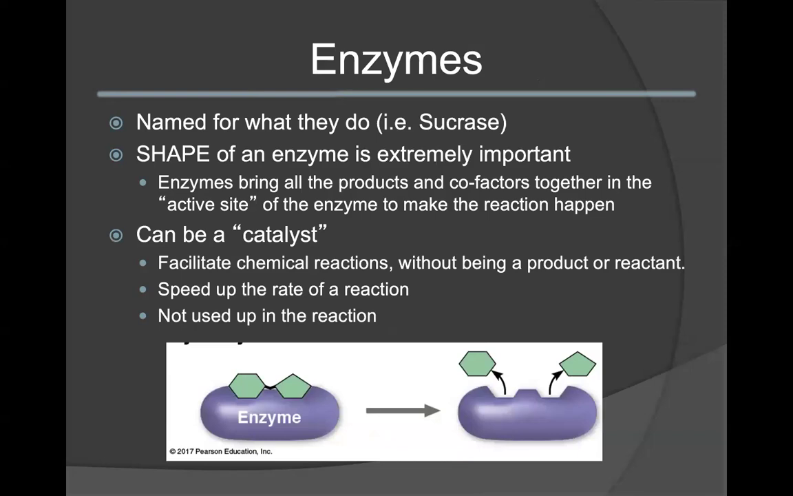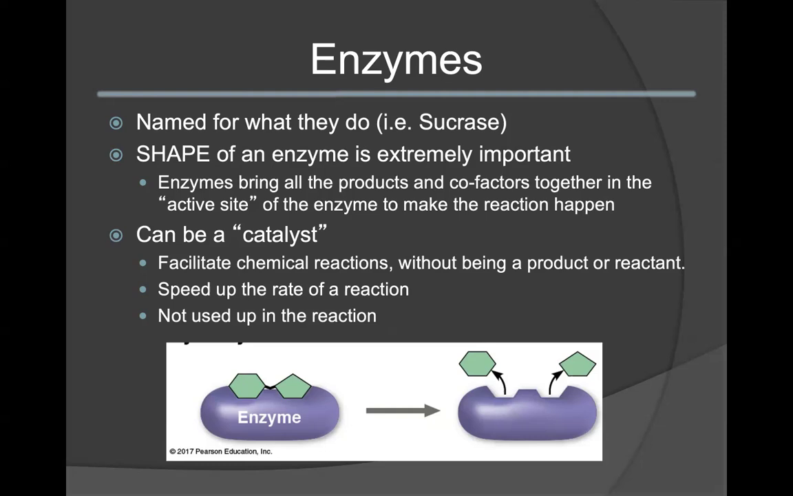An important aspect of enzymes is they are typically named for what they do. For instance, sucrase is an enzyme in the cell that is responsible for digesting sucrose molecules. An enzyme's shape is very important and is related directly to their function in the cell. Enzymes can be responsible for bringing products and also cofactors together in what we term the active site. The active site is the site of catalytic activity in an enzyme. It is at this site that the reaction actually occurs.